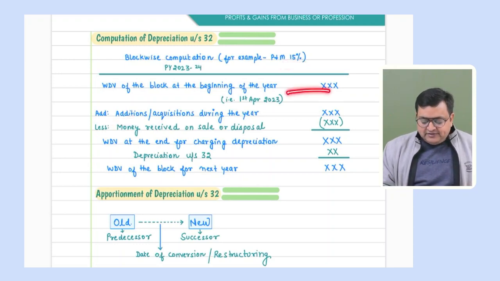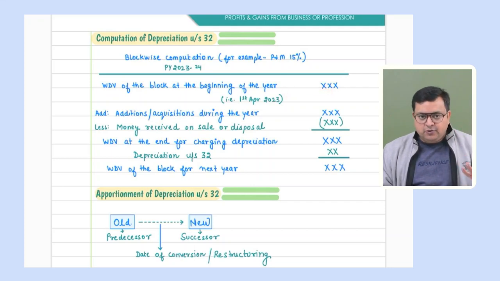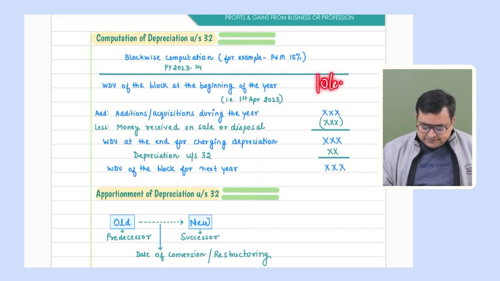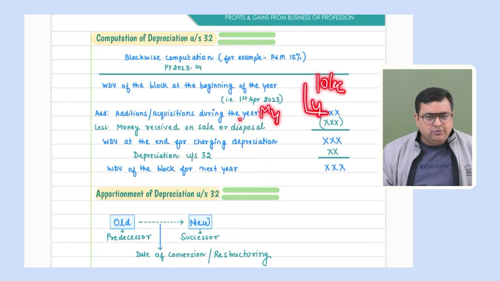Okay. So whatever is the opening value, let's say you have 3 machines in the opening and the value was 10 lakh, and you have purchased one more machine, let's say M4 for rupees 4 lakh. So it will be added in your block. So your block value will become 14 lakh, right?